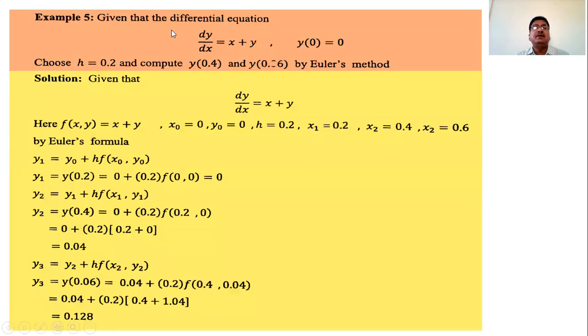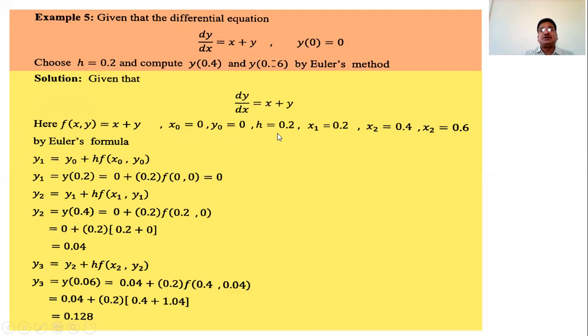Then the next problem. Given the example differential equation dy by dx is equal to x plus y, y(0) is 0. That means y0 is 0, and x0 is 0 as well.